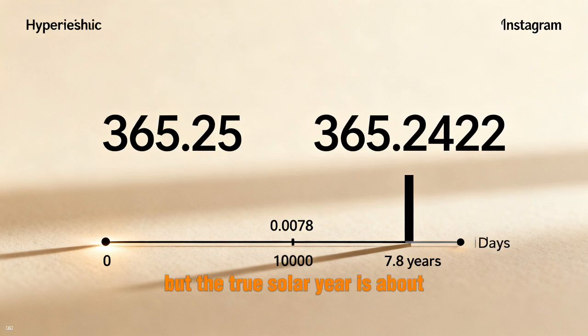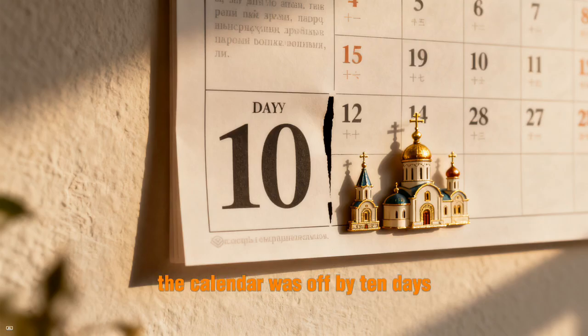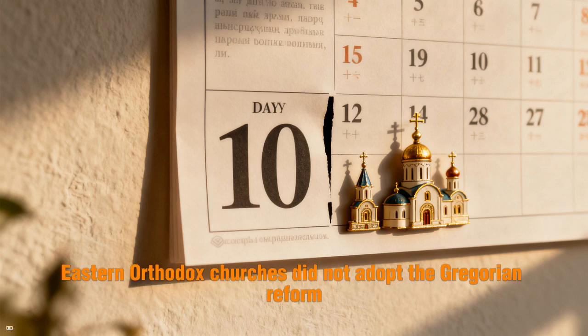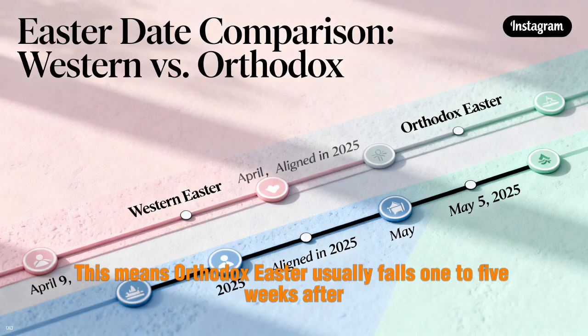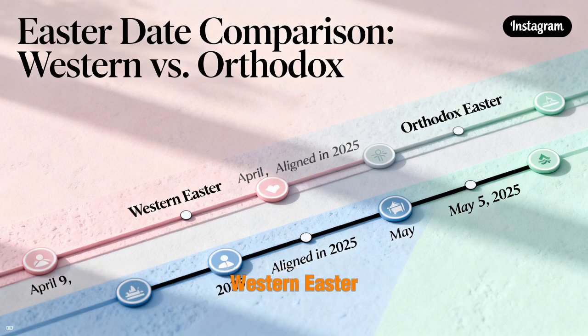The Julian calendar assumed a year was exactly 365.25 days, but the true solar year is about 365.242 days. That tiny difference adds up. By the time of the Reform, the calendar was off by 10 days. Eastern Orthodox churches did not adopt the Gregorian reform, so their Easter calculation uses the older, less accurate calendar. This means Orthodox Easter usually falls 1 to 5 weeks after Western Easter, though occasionally they align.